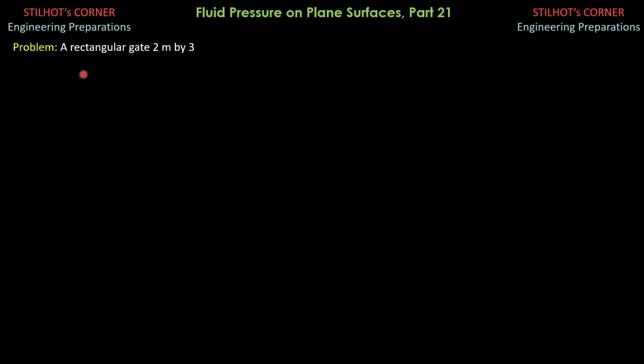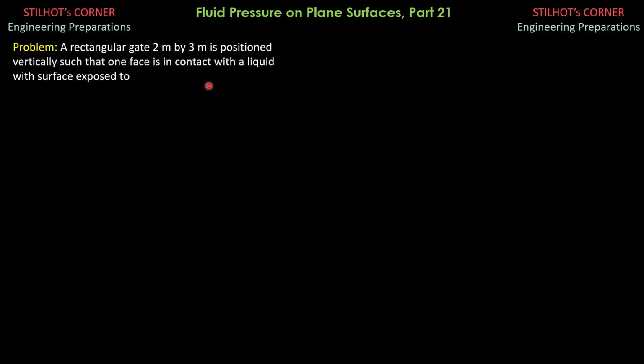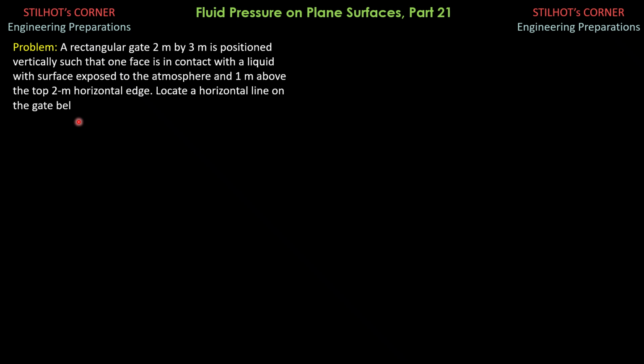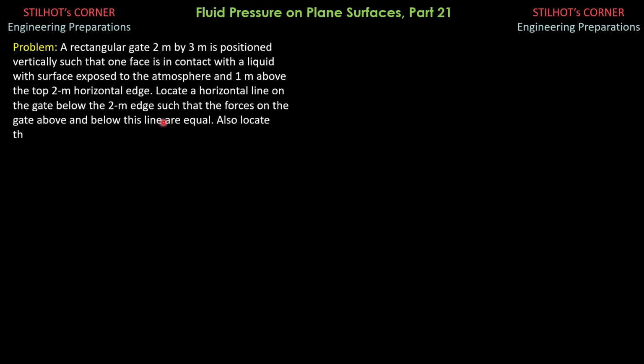A rectangular gate 2 meters by 3 meters is positioned vertically such that one face is in contact with a liquid with surface exposed to the atmosphere and 1 meter above the 2-meter horizontal edge. Locate a horizontal line on the gate below the 2-meter edge such that the forces on the gate above and below this line are equal. Also locate these forces from the liquid surface.